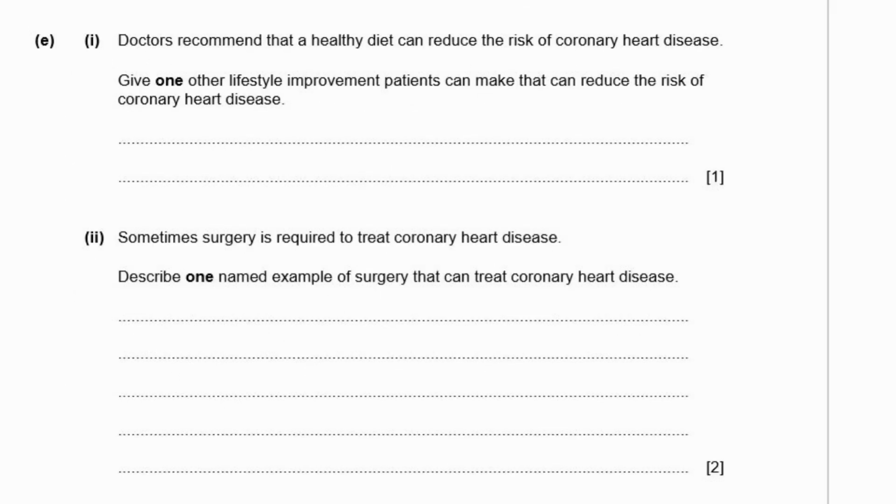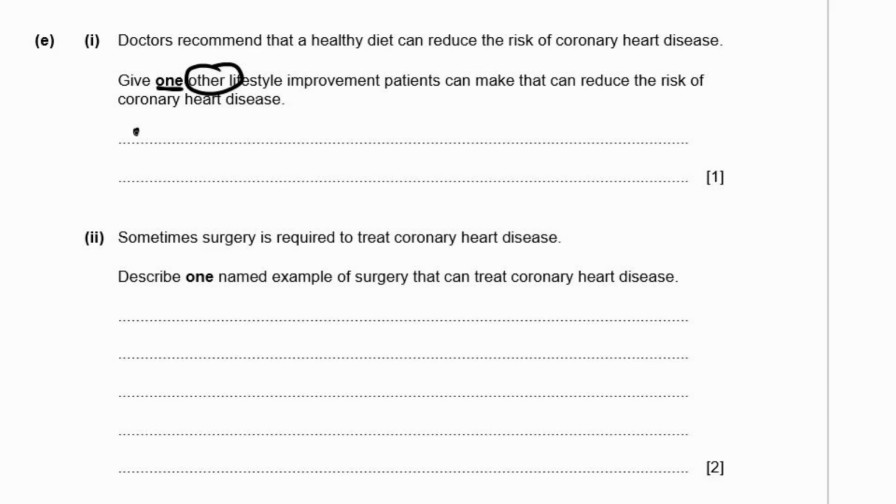E1. Doctors recommend that a healthy diet can reduce the risk of coronary heart disease. Give one other lifestyle improvement patients can make that can reduce the risk of coronary heart disease. Keyword there is one. There's more than one you can put down, but only put down one. And another one is other. Do not mention anything about diet because it says so in the question.